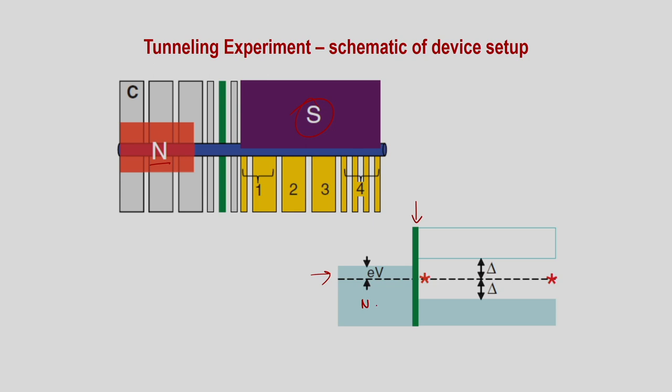We have a normal metal and a superconductor here, and the superconductor has a 2 delta gap with respect to the Fermi level of the metal. And these two stars are basically the Majoranas that are seen here. So these are like stars here and so on.